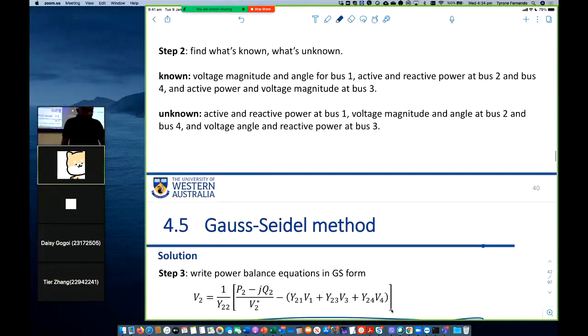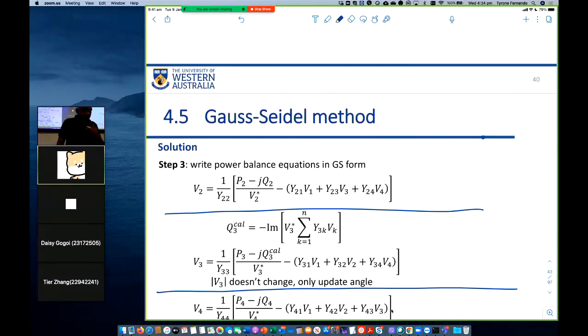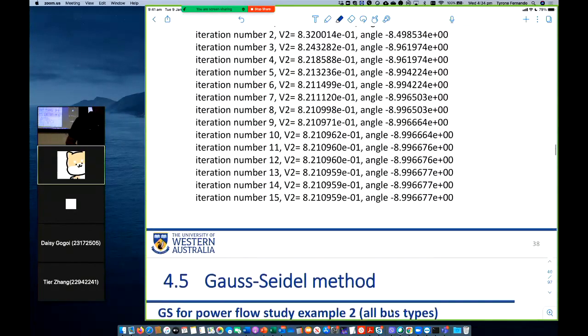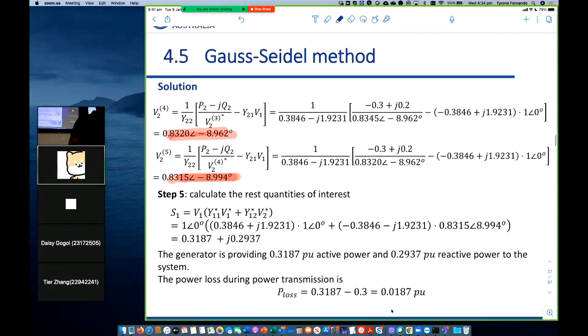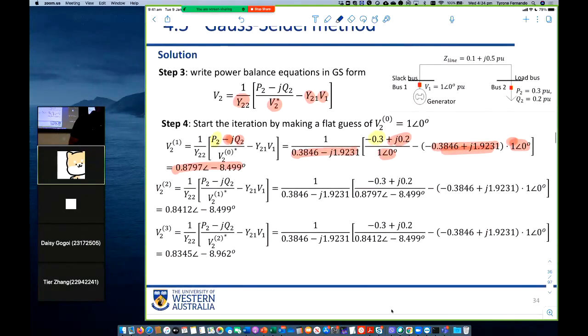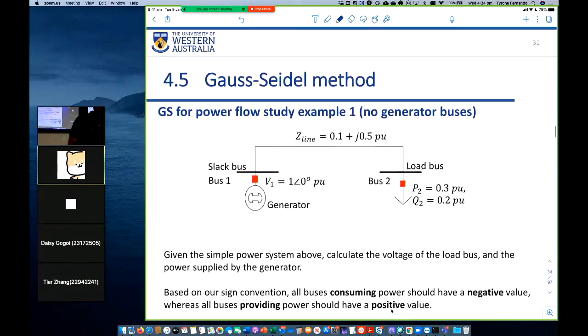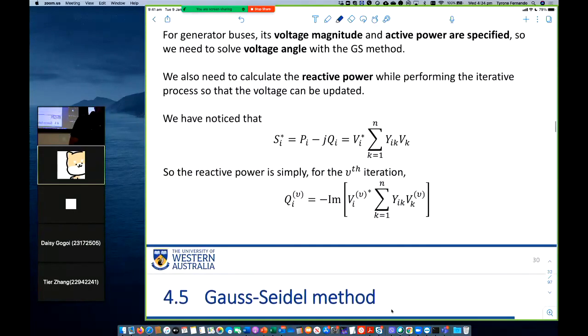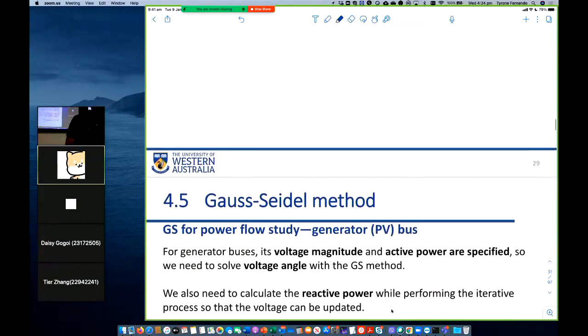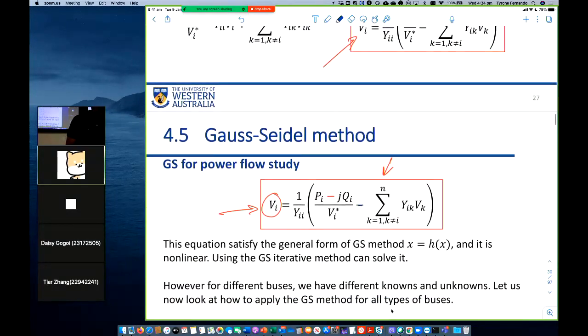Okay, so step 3 is to write the power balance equations for each of the nodes, except the slack bus. What is the equation that will be given to us? We will be given it in a formula sheet. In the formula sheet, we will have this equation, right?